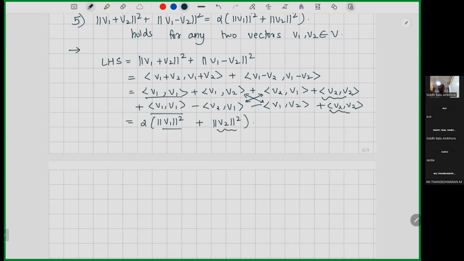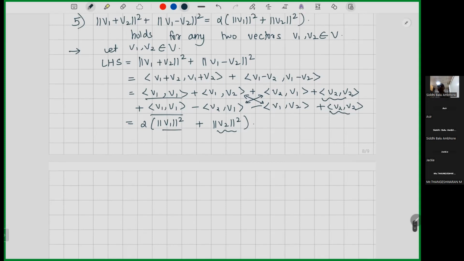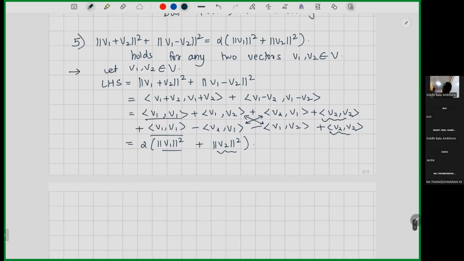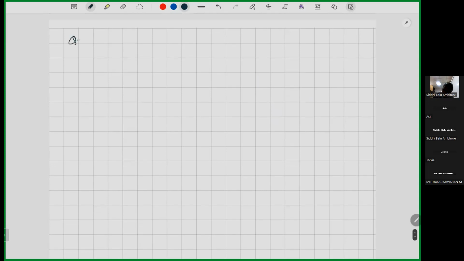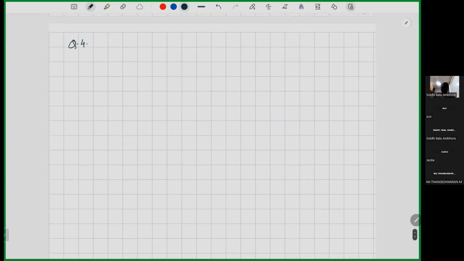Is it okay? So this holds for any given two vectors. So let v1, v2 in V. Any doubts? So you can use this identity for any vectors v1 and v2, they need not be orthogonal. Okay, so let us move to the next question. Please, if there are any doubts, please let me know.